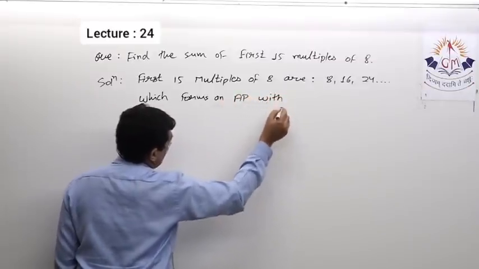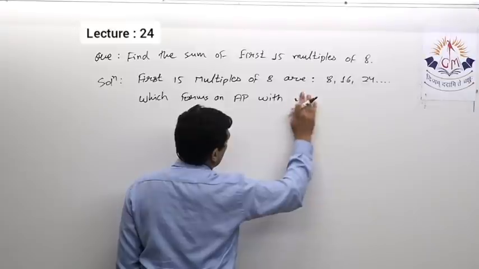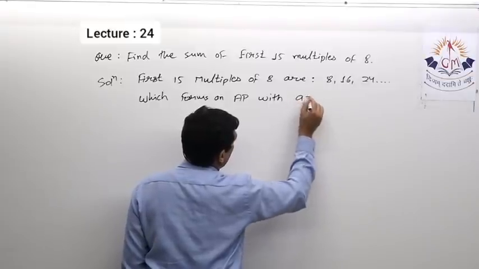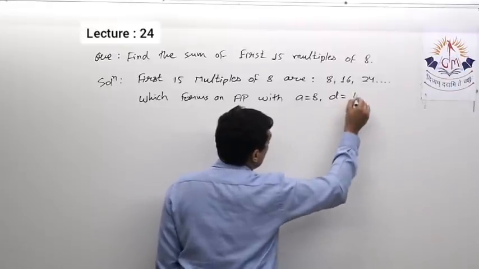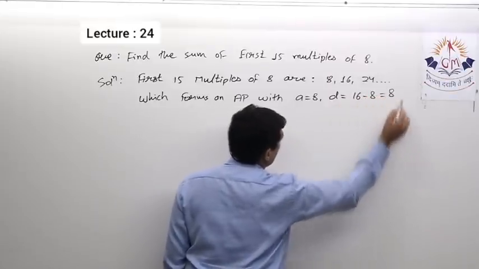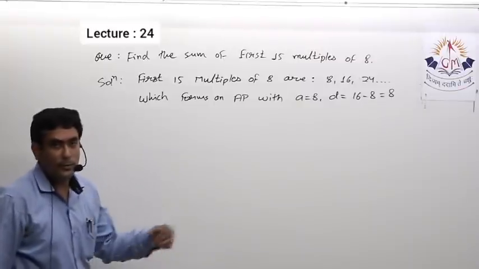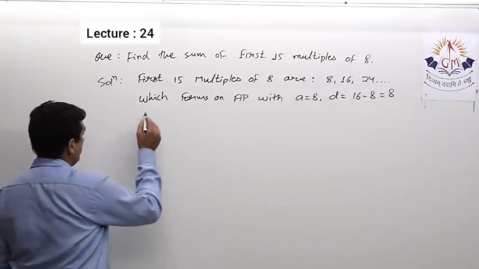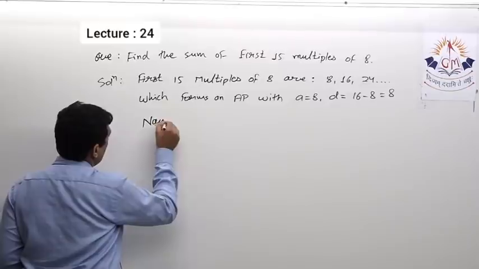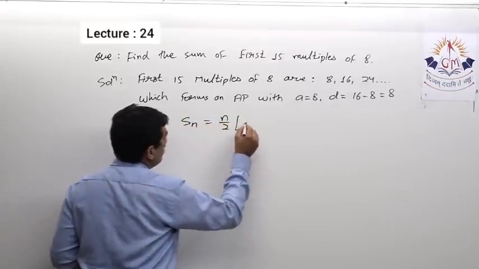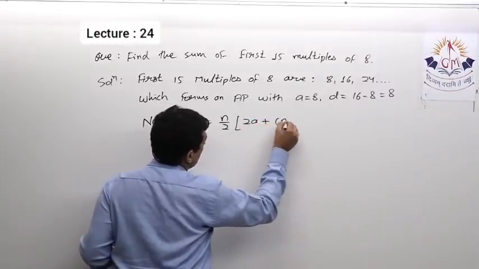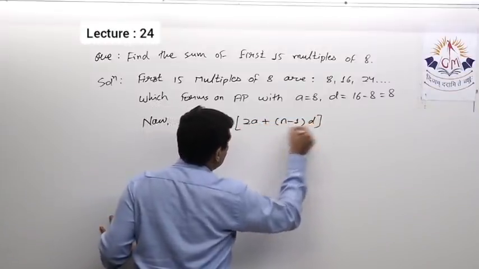With a equal to 8 and d equal to 16 minus 8, that is 8. First term is 8, common difference is also 8. So now we'll find the sum. Sn is equal to n by 2, 2a plus n minus 1 into d.